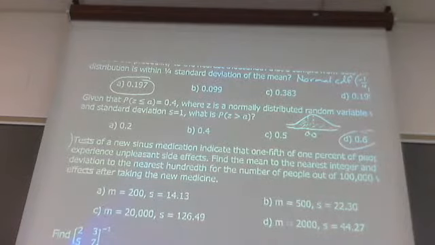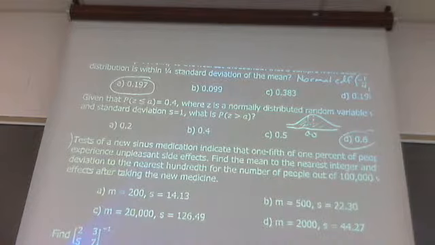31. Tests of a new sinus medication indicate that 1/5 of 1% of people who take it will experience unpleasant side effects. That's why they say all those things on the commercials. You flip through the magazines, and there's like a page of side effects for one medication. You're like, whoa, is this all for one medication? Find the mean to the nearest integer and the standard deviation.